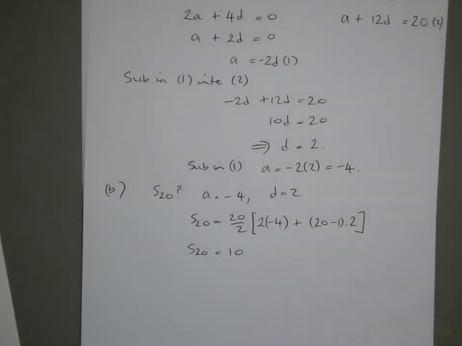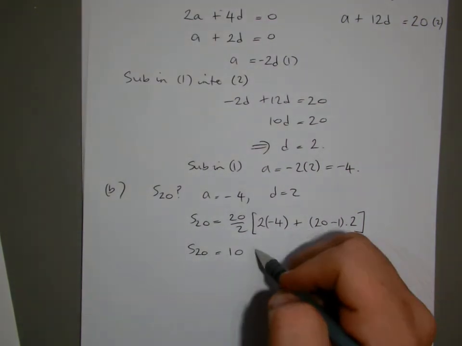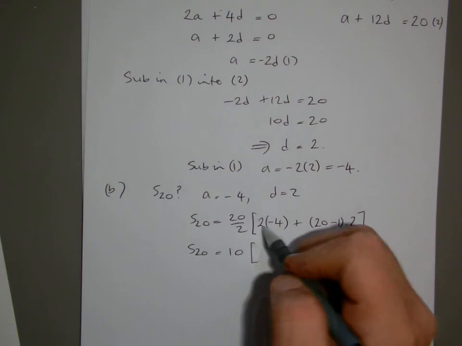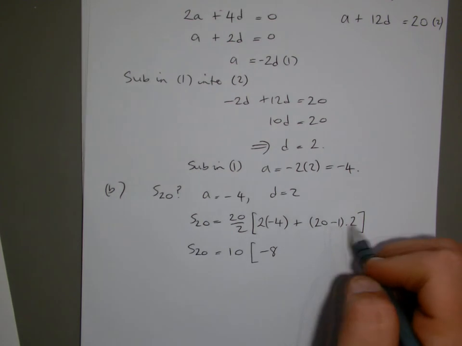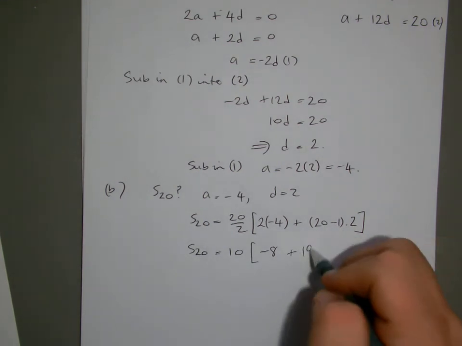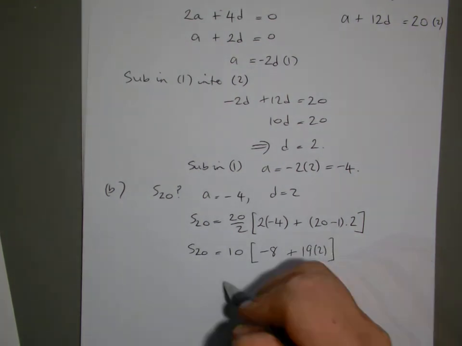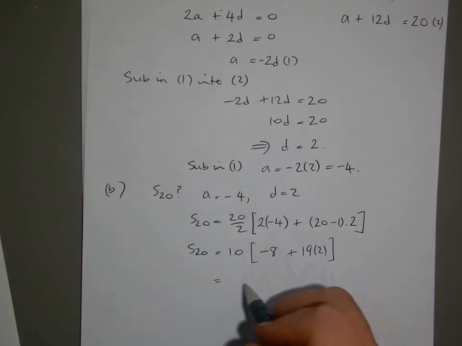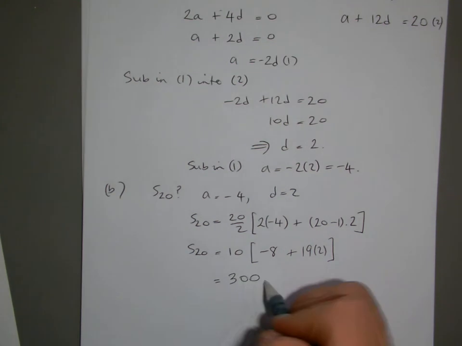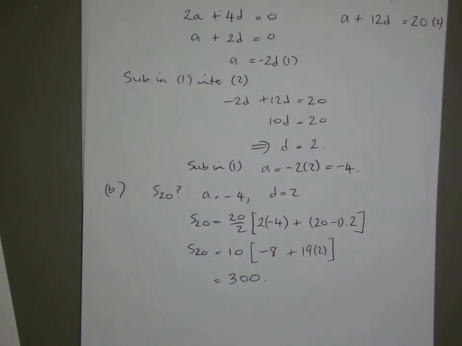So we have 10 there, 20 divided by 2 is 10. In the square bracket then, well, I get minus 8 there, 19 this becomes, isn't it? 19 times 2, okay? And then, you could obviously do this in your calculator, okay? So we end up getting 300 for the sum of the first 20 terms there.